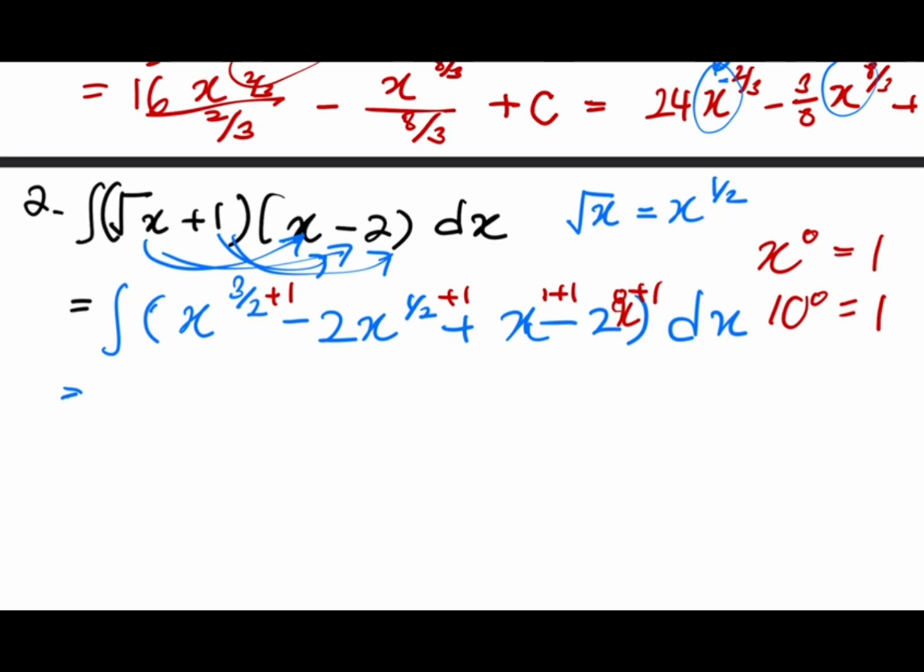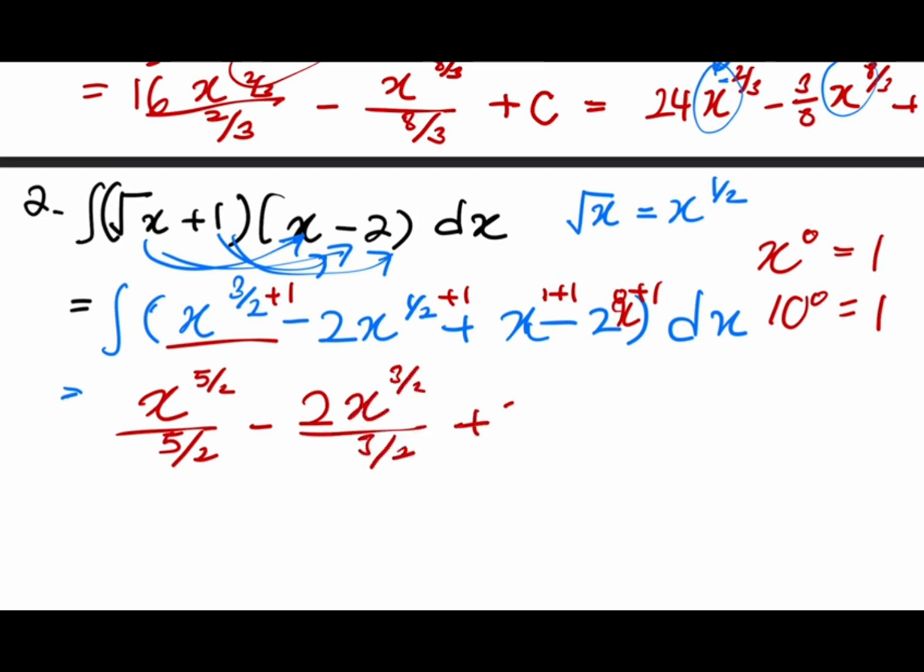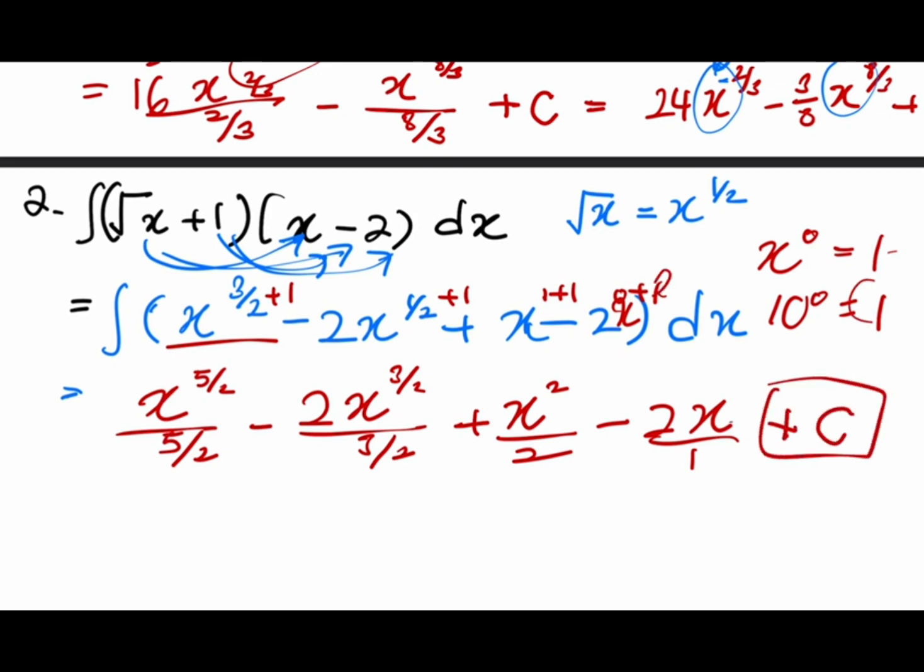So now, when we increase the power by 1, we need to divide by the new power, right? So it's x to the power of 3 over 2 plus 1, which is 5 over 2, and divide by the new power 5 over 2. Minus 2x to the half plus 1, which is 3 over 2, and divide by the new power. And here is x squared, divided by the new power 2. And here is minus 2x divided by 1, right? The power is 1, so it's nothing. And we add a plus c, since it's an indefinite integral, we don't know the limit.